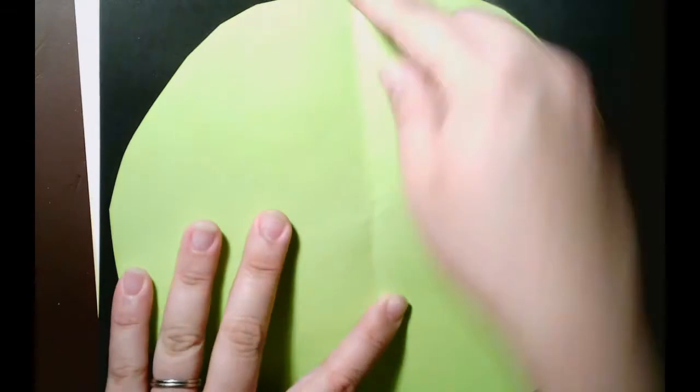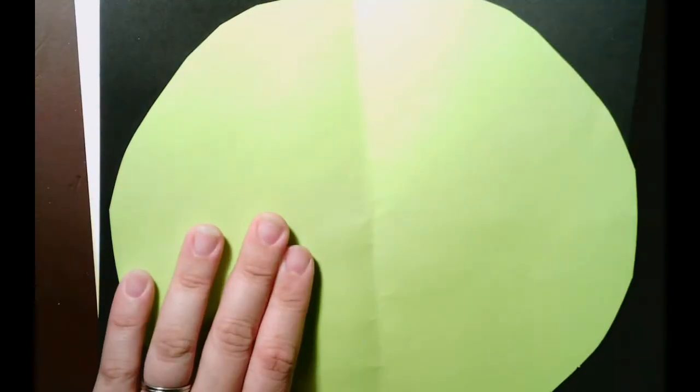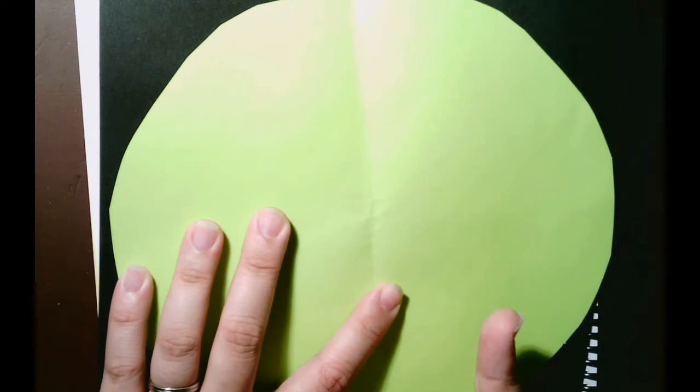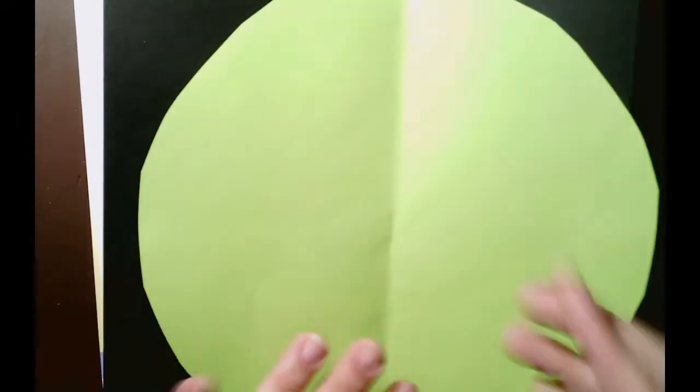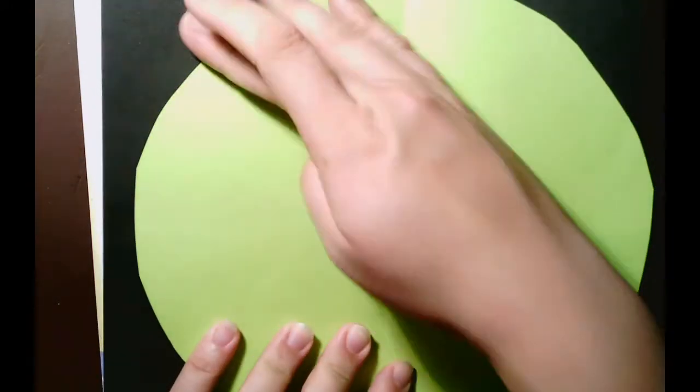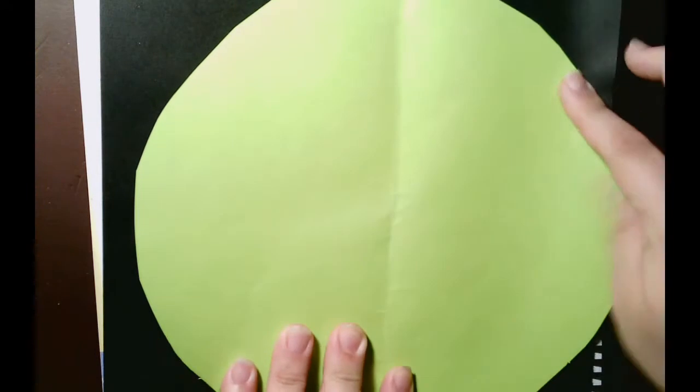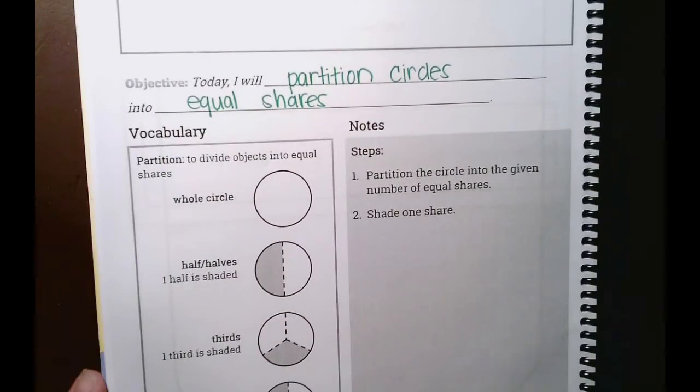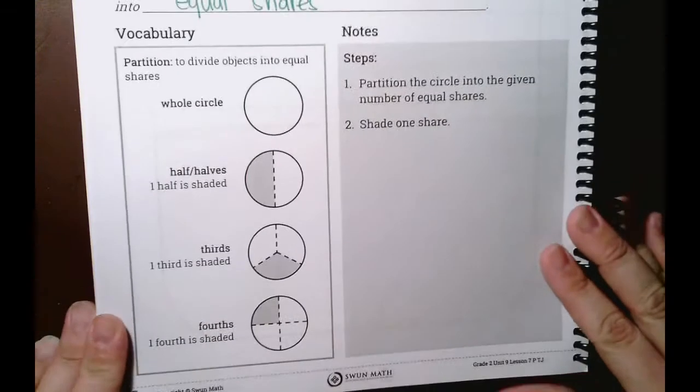We don't just partition right down the middle or down from top to bottom. We're going to cut it as if it's a pizza. So we're going to go across the circle from one side to another every time we have to divide it or partition it. Okay, so right here, our vocabulary words.